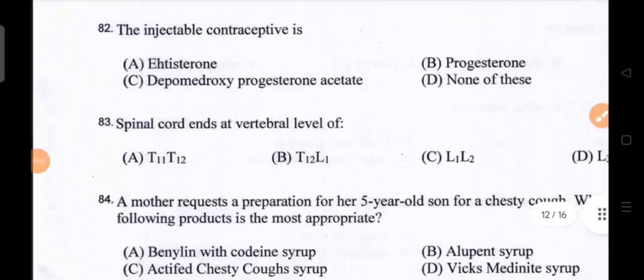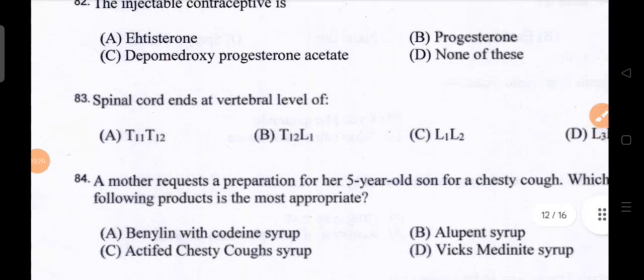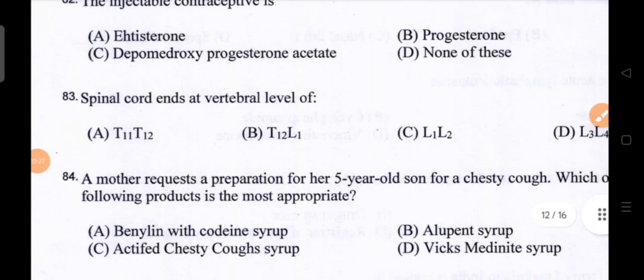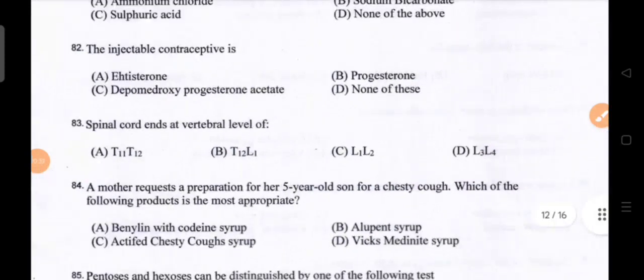So next question is 83. Spinal cord ends at the vertebral level of which of the following? Options are A T11, T12, option B T12, L1, option C L1, L2, option D L3 and L4. The question means at which vertebral level the spinal cord ends.